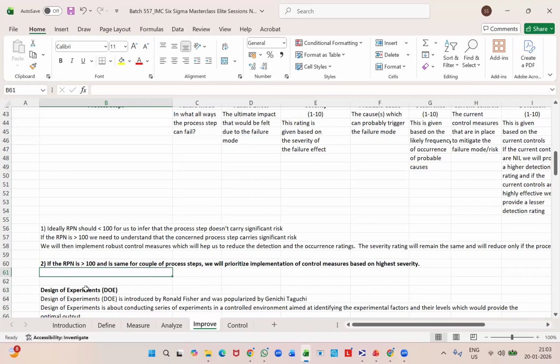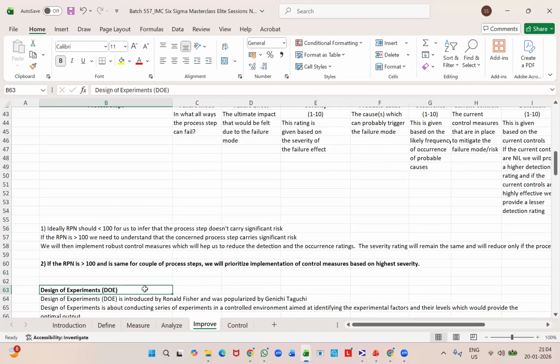And then, as I told you yesterday, we'll be looking at yet another tool under the improve phase, which is design of experiments. This is black belt specific content. So we'll be looking at this on the final day, on the 12th day of this training session.